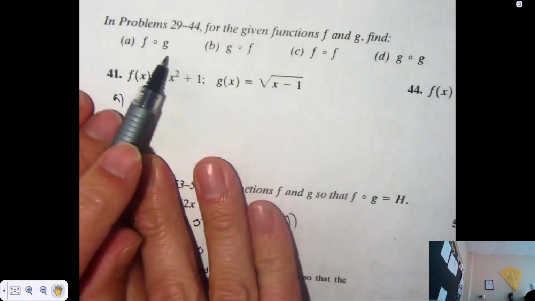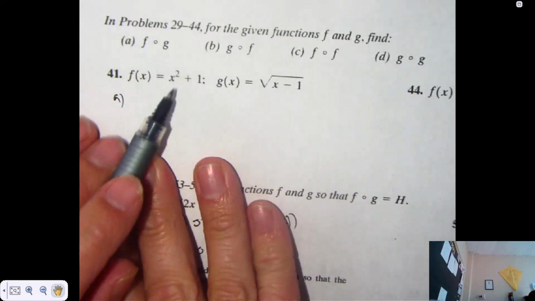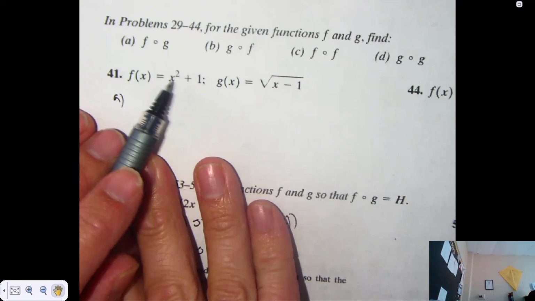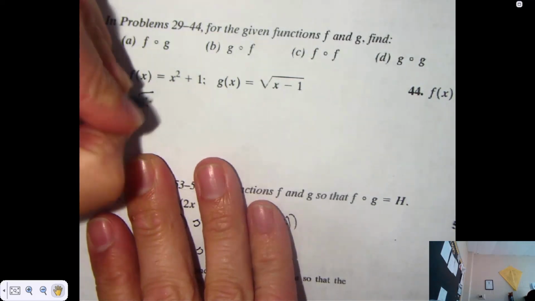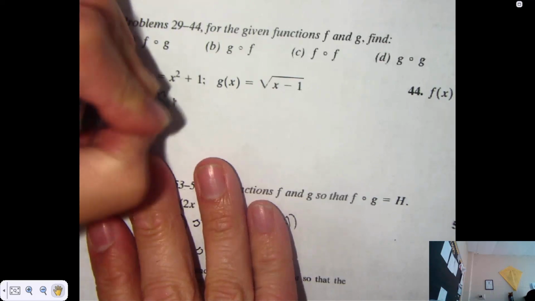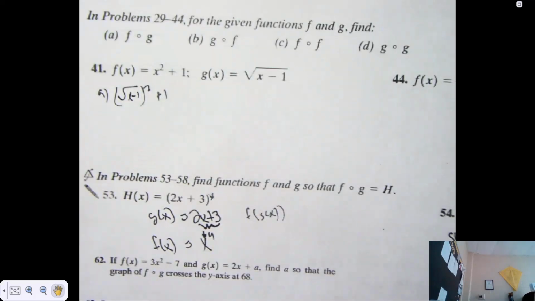A is f of g. So what am I going to put here with this x, where this x and x squared is? We'll take the square root of x minus 1. It says squared and add 1. If you square a square root, what do you get? What's inside. So you'd have x minus 1 plus 1, wouldn't you? Which is x.